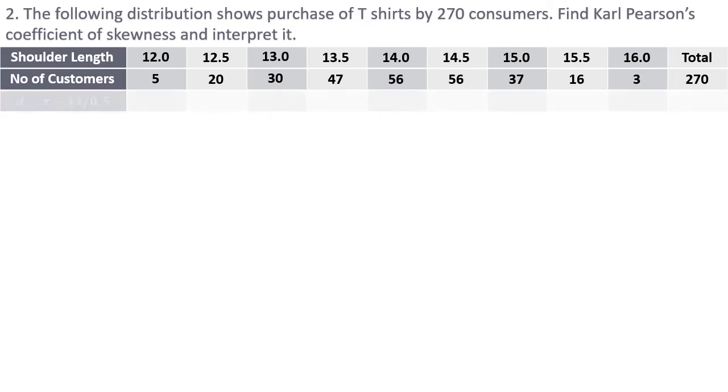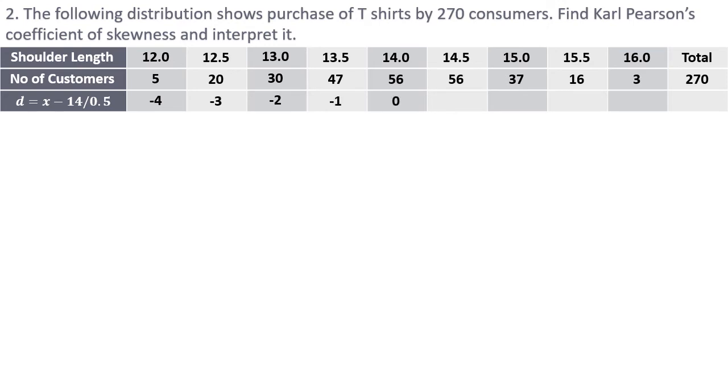So the columns which I will be preparing here, first of all, will be the D column. D is equal to (x minus 14) upon 0.5. The 14 is the middlemost value and 0.5 is the class difference between all the values here. So if you do (12 minus 14) upon 0.5, you will get negative 4. (12.5 minus 14) upon 0.5 will be negative 3. (13 minus 14) upon 0.5 will be negative 2, and so on.